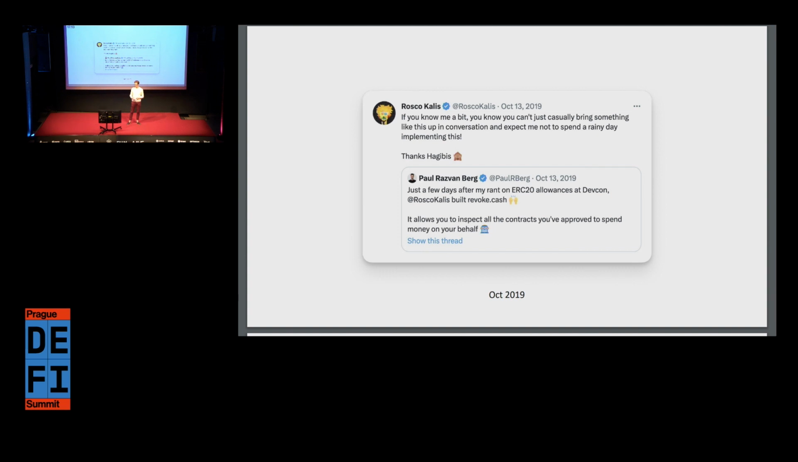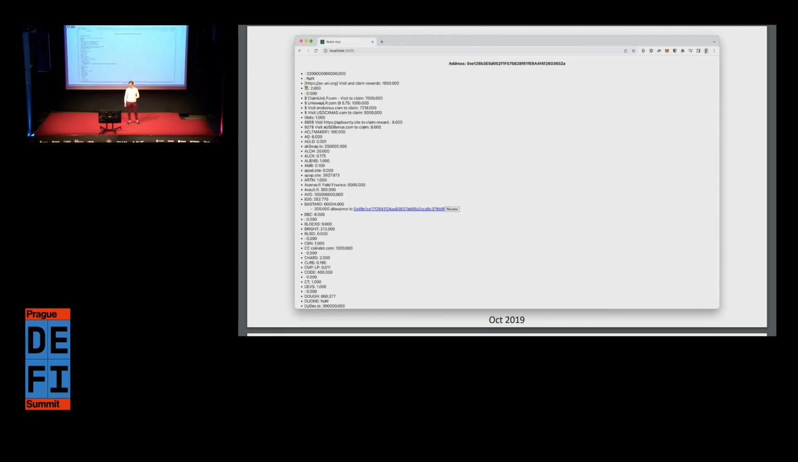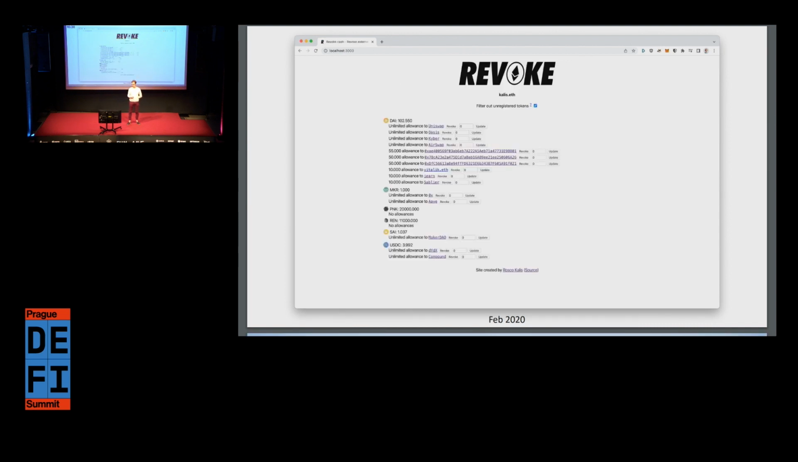So 3 days after the conference, after his talk, I launched the first version of Revoke.cash, which looked like this. I took this screenshot pretty recently, so it looked maybe a little bit neater back then because there wasn't such a big amount of scam tokens and spam stuff in people's wallets. But yeah, super basic, just an overview of your token balances and all the approvals you had. But it was better than having nothing, right? And over the months that followed, I improved a bit on it, added some additional features.